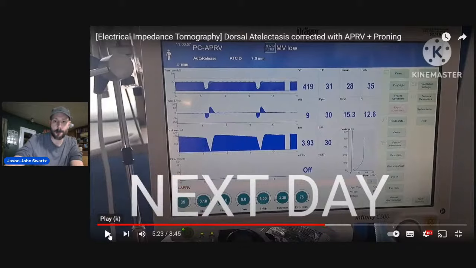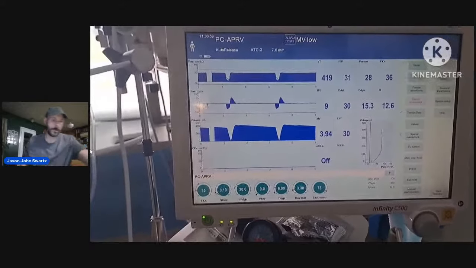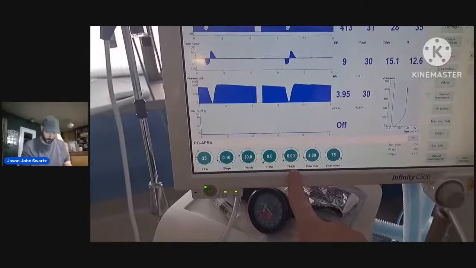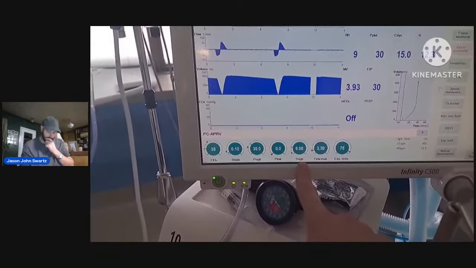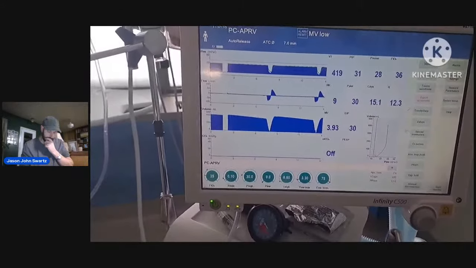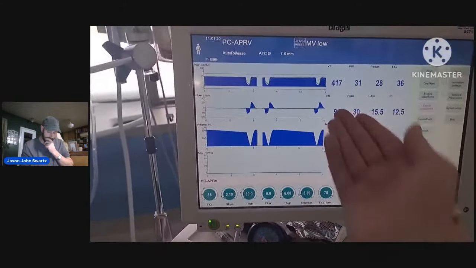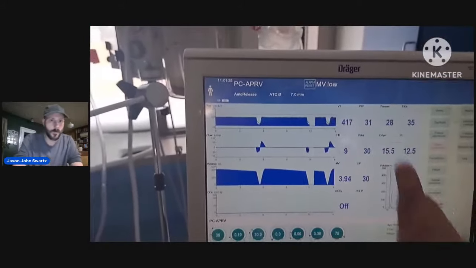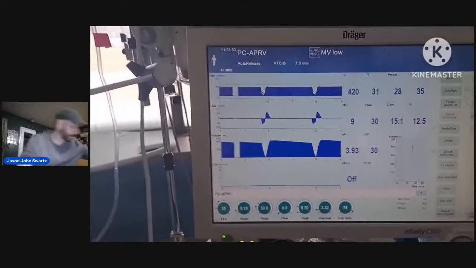So this is the next day, the next morning. We've left the P high at 30. My colleagues, when I came, had extended the T high to 5 seconds. I've extended it to 6 seconds, and we still have a pH of 7.43 and a CO2 of 36, I think, which is quite impressive because we only have 9 releases. The release volumes are about 420, which would be 8 cc's per kilogram for her height.